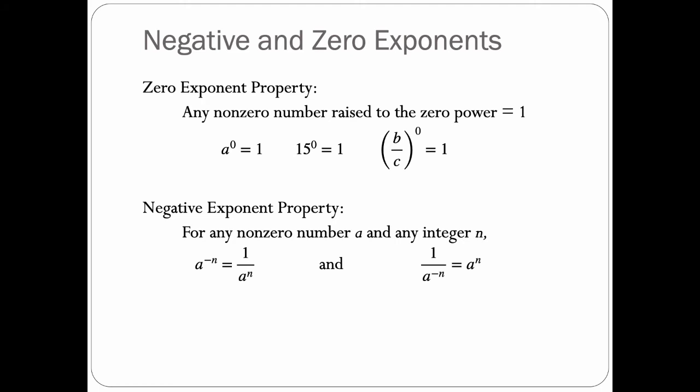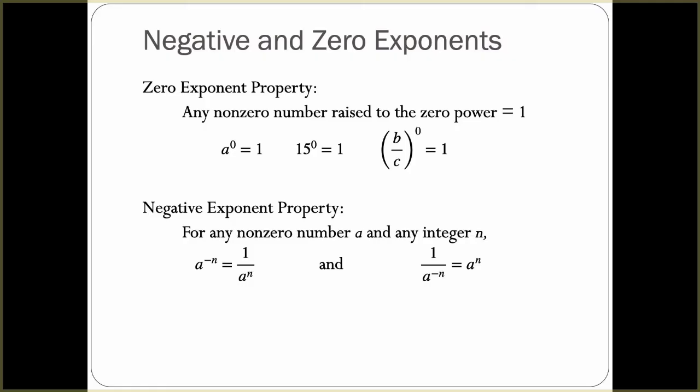Then we have the negative exponent property. For any non-zero number a and any integer n, a to the negative nth power becomes basically the reciprocal. We flip our term and we have 1 over a to the n. When we move the power, we change the sign. So a to the negative n is like being a to the negative n over 1.